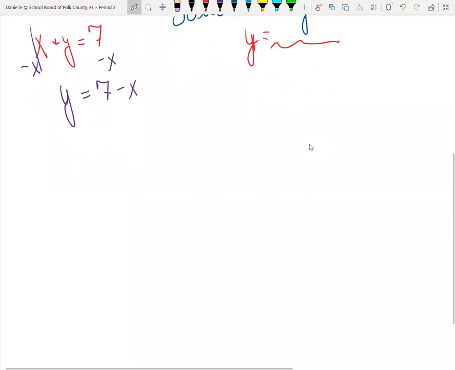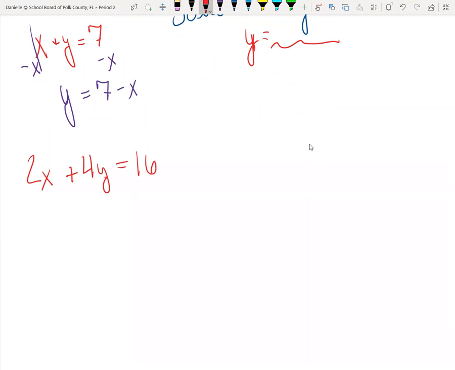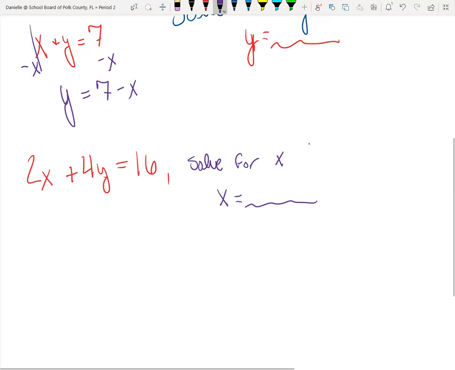Let's do 2x plus 4y equals 16. And we will solve for x again, which means we want it to say x equals and then all the other stuff. When I look at that, I know I want x by itself. So I need to kick 4y to the other side. So we'll subtract it.